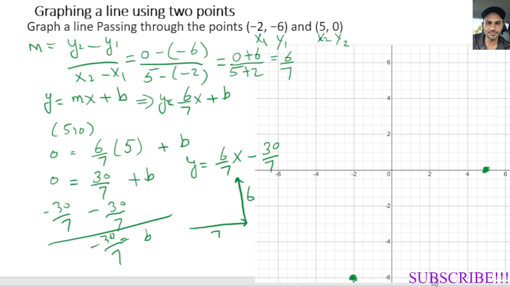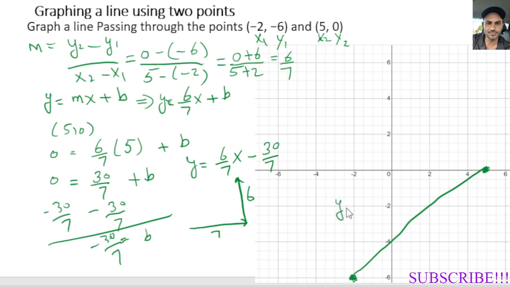So we have 2, 4, 6. 2, 4, 6 right here, 7 right here, 1, 2, 3, 4, 5, 6. So okay, this is the point right here. Since the graph plane is really small, we can't really put more than 2 points on the line. So we're going to go ahead and just connect these two points right here.